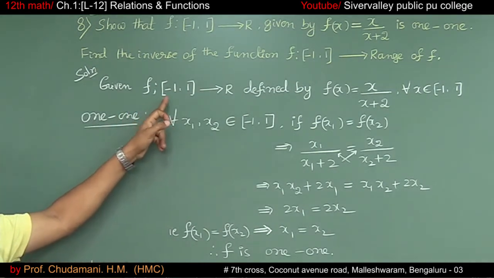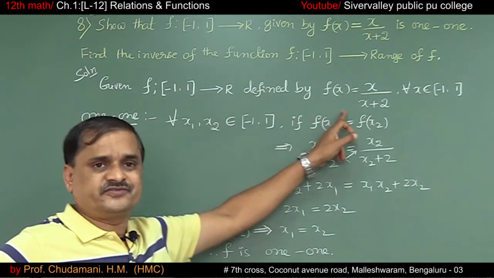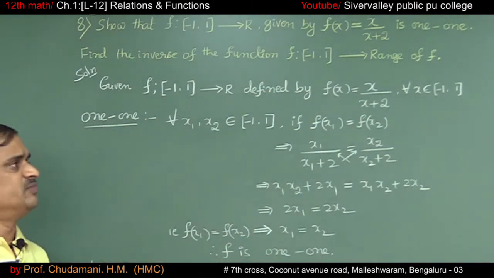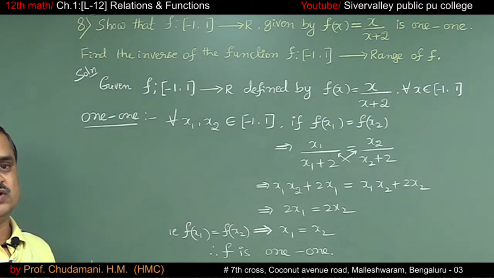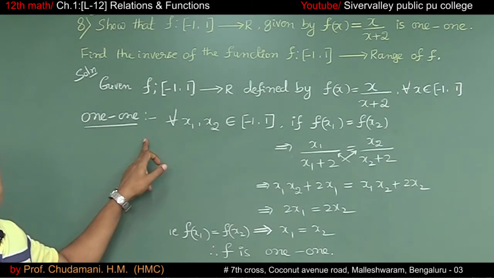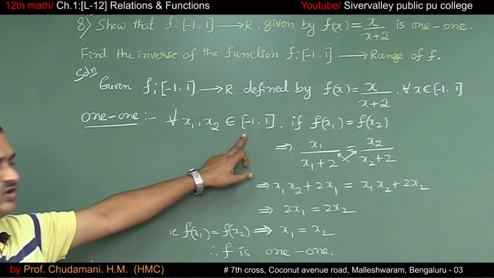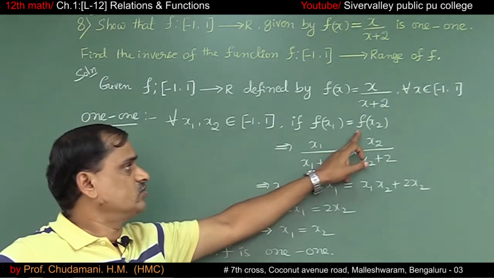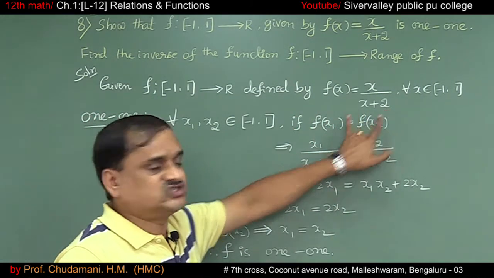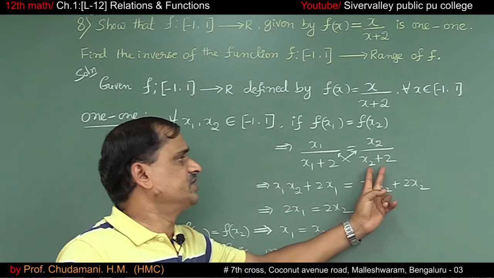Given f from minus 1 comma 1 to the real numbers defined like this, f of x equals x divided by x plus 2 for all x belongs to minus 1 comma 1. Look at the domain please. So let us verify one-one function. For all x1 comma x2 belongs to the domain minus 1 comma 1, if f of x1 equals f of x2, then f of x1 means x1 divided by x1 plus 2 is equal to f of x2 means x2 divided by x2 plus 2.